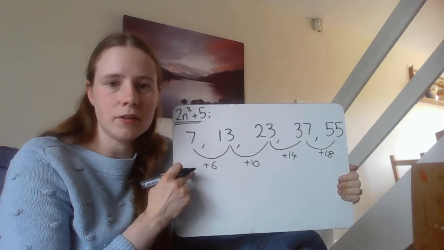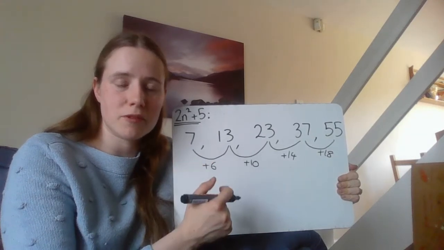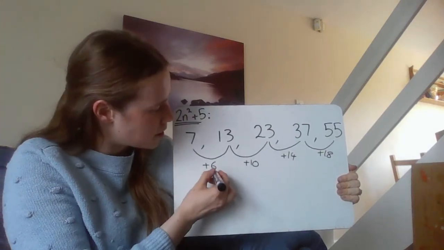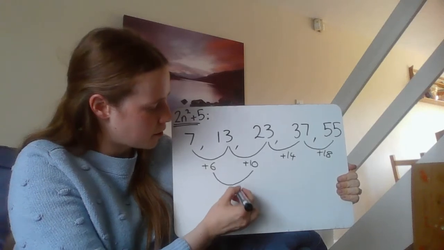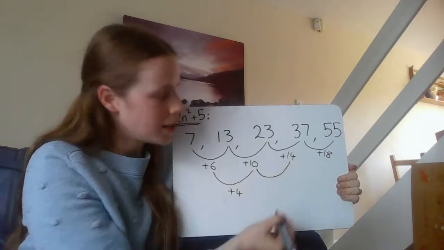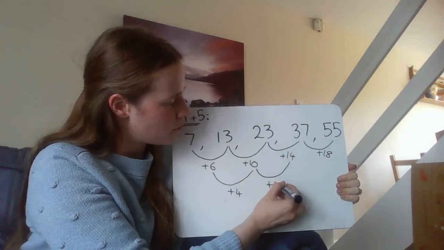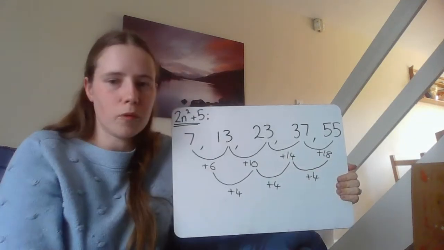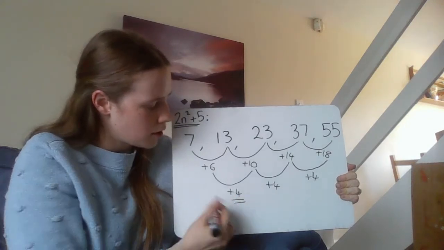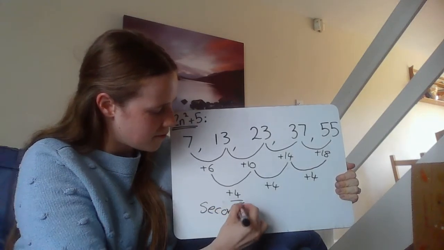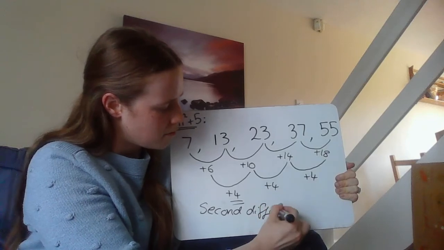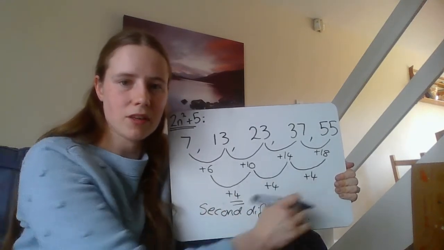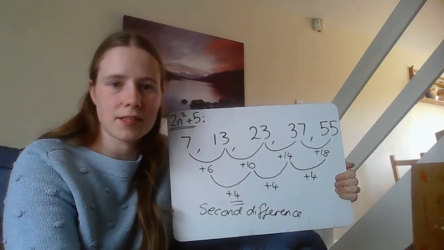What I'm now going to do is find the differences of the differences, which we call the second difference. So between 6 and 10, that's a gap of plus 4. From 10 to 14, that's a gap of plus 4. And from 14 to 18, that's a gap of plus 4. This is called the second difference. If the second difference is the same every time, you have yourself a quadratic sequence.